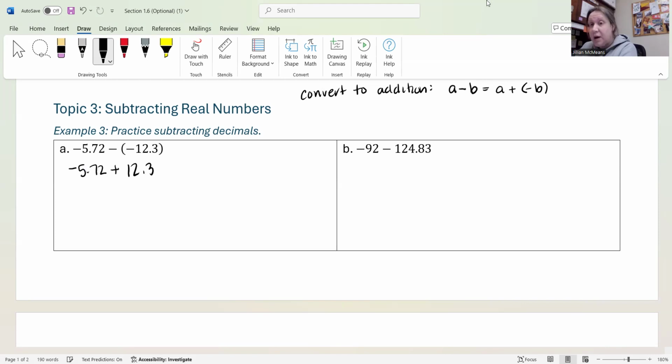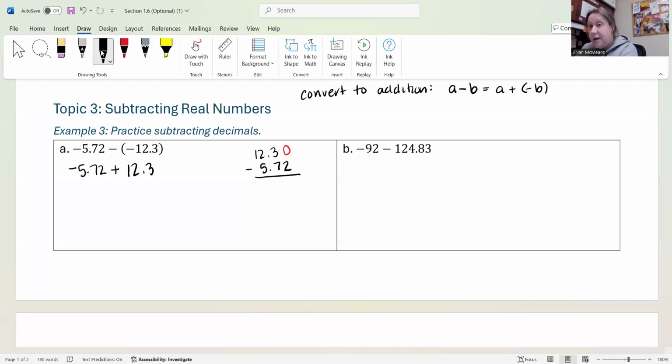So you can see here we're adding two numbers with different signs. That means we subtract the absolute values. So the absolute value of negative 5.72 is positive 5.72, and the absolute value of 12.3 is positive 12.3. So I'm going to take 12.3 and subtract 5.72. This is a situation where we do need to add a zero at the end of the number. I need a zero right here so that both of my numbers have the same number of decimal places, so that when I do my subtraction, everything lines up correctly.